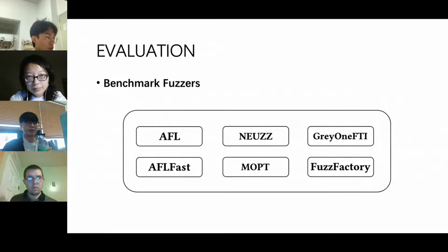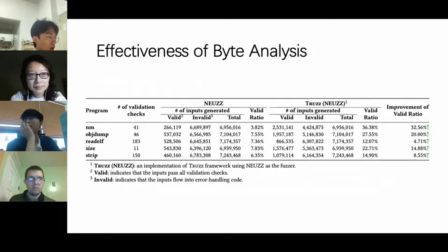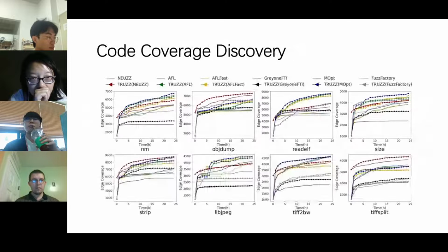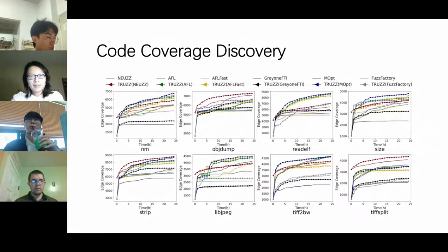To evaluate our charts, we implement charts with 6 phasers and compare the performance with the corresponding vanilla phasers. First, we want to figure out how effective byte analysis is to guide more generated inputs flow into functional code. As shown in the figure, under the same conditions, a charts-equipped phaser can generate more valid inputs than the vanilla phasers. Second, we run 2 versions of phasers on 8 programs for 24 hours and compare the average performance with respect to edge coverage. Charts-equipped phasers discover more new code coverage than the vanilla phaser.